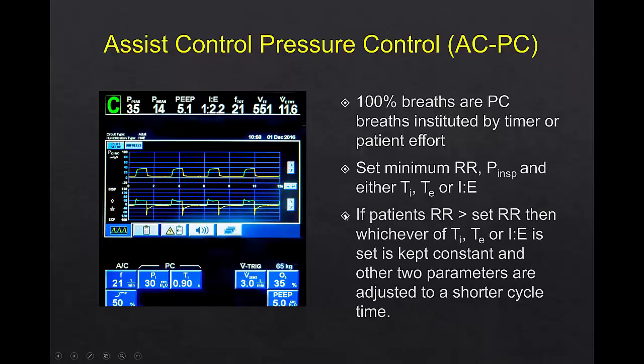Assist control means the patient can breathe faster. So if they start to breathe faster than 21, the machine will follow the patient's lead and give them, let's say, 25 breaths a minute.